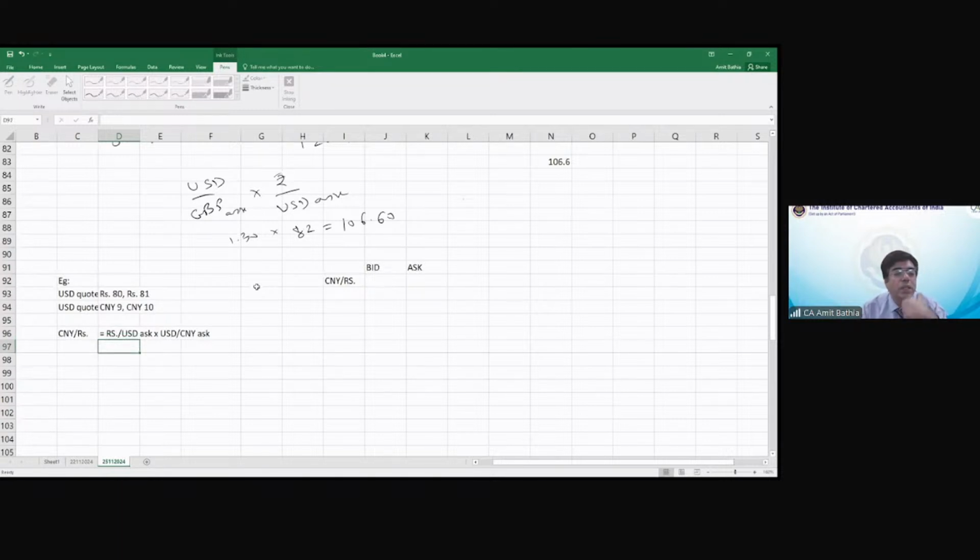Now, rupees upon USD ask is available to me, which is 80. But I do not have USD. Sir, again, I have the same question. What are we calculating, CNY upon rupees or rupees upon CNY? We are calculating rupees upon CNY. So here, when I am doing multiplication, rupees upon USD into USD upon CNY, I get rupees upon CNY, right?